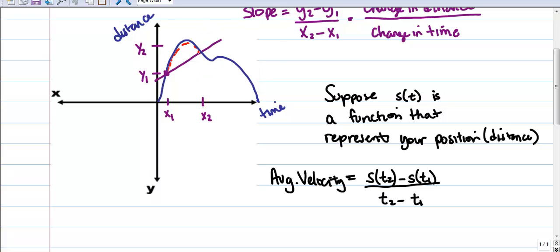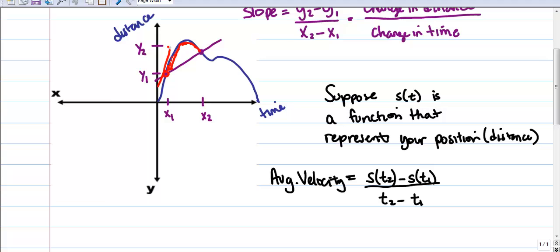Yeah, so we want to be able to take this point and move it to here so that we can find our instantaneous velocity. Our velocity at that moment in time, not our average over the whole time.